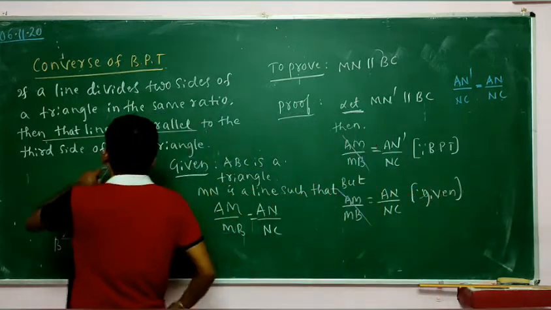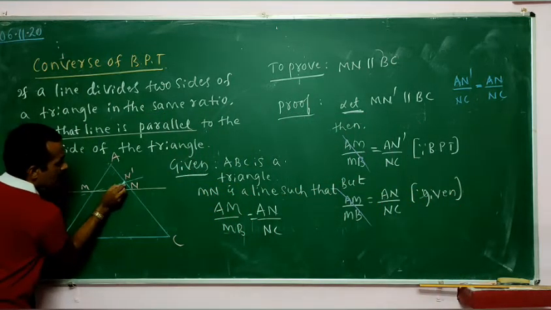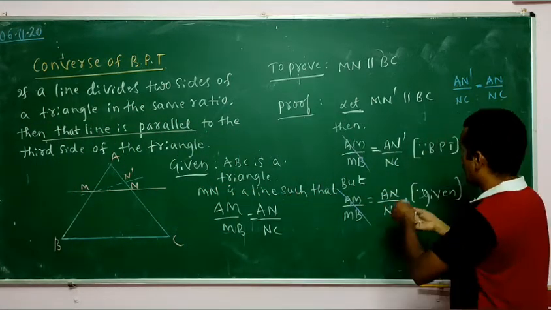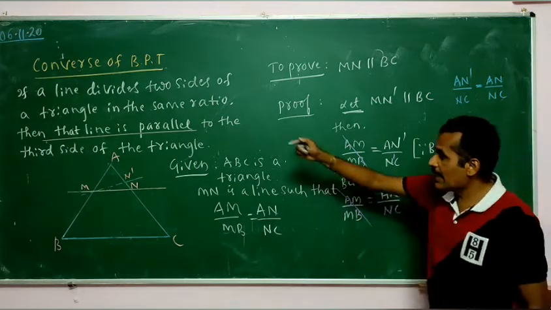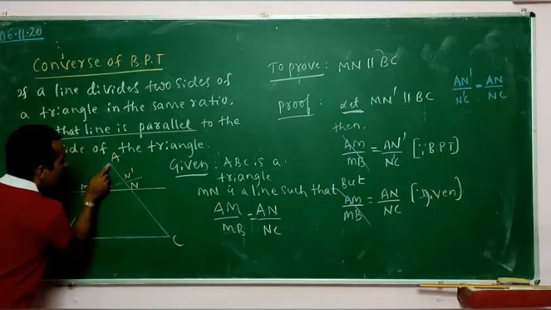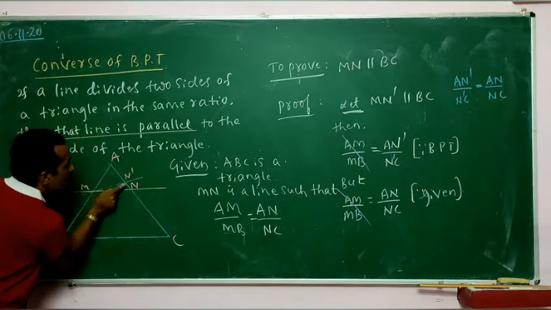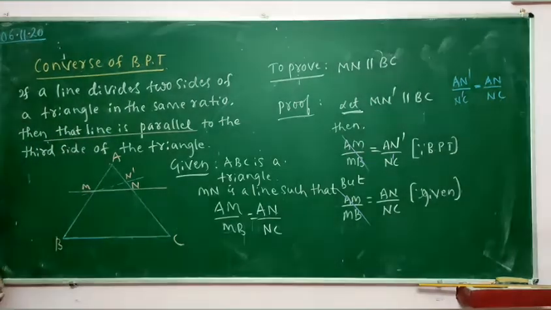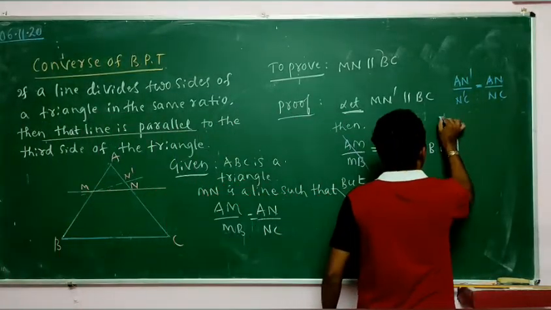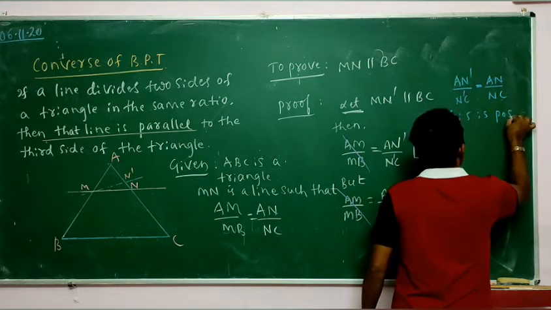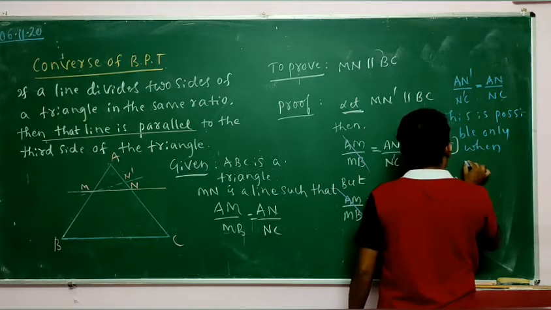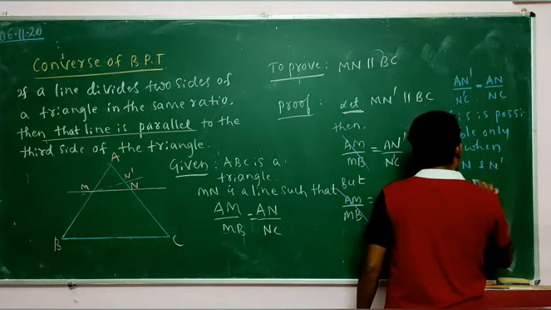देखो, AN dash by N dash C, इधर डैश आना चाहिए. AN dash by N dash C is equals to AN by NC. ये कब पॉसिबल है? This is possible only when these two points coincide, right? This is possible only when N and N dash coincide.